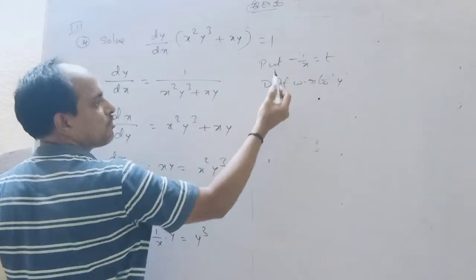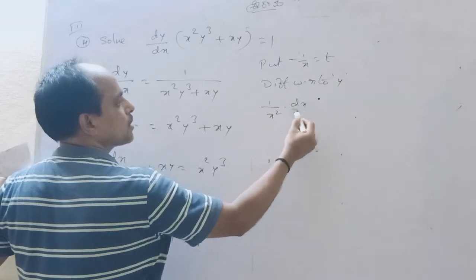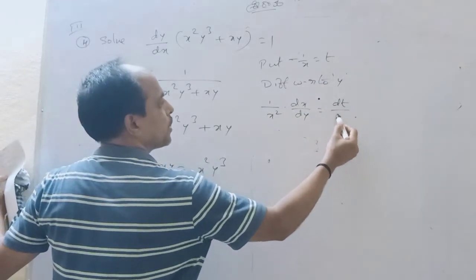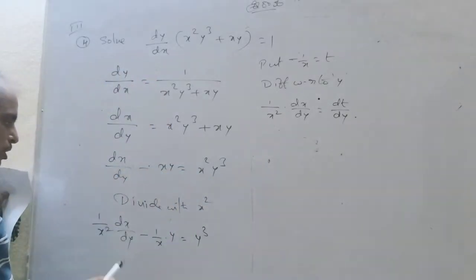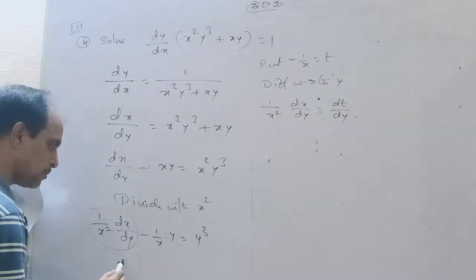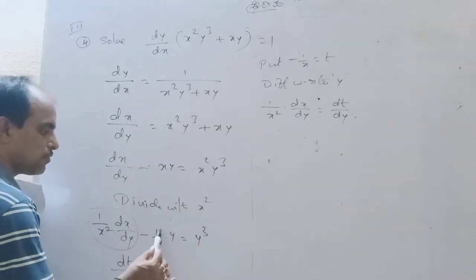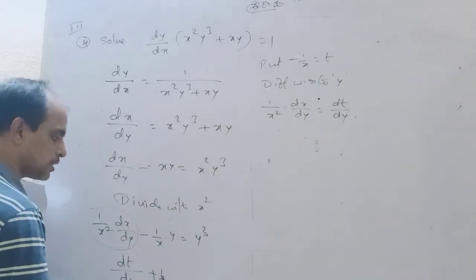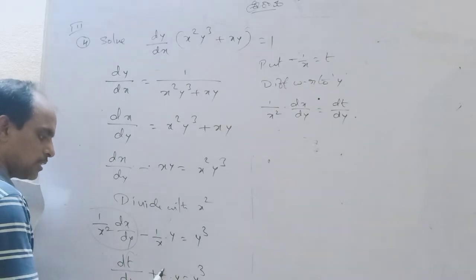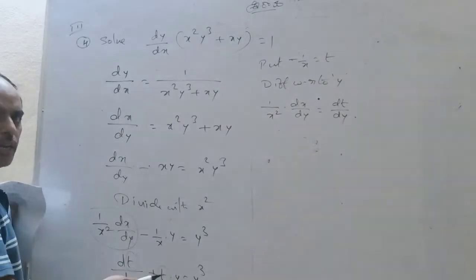Then what is the derivative of minus 1 by x? 1 by x square into the derivative of x, dx by dy, is equal to the derivative of t with respect to y, dt by dy. Now you can replace 1 by x square into dx by dy as dt by dy. Minus of 1 by x is equal to t, so that is t into y is equal to y cube.